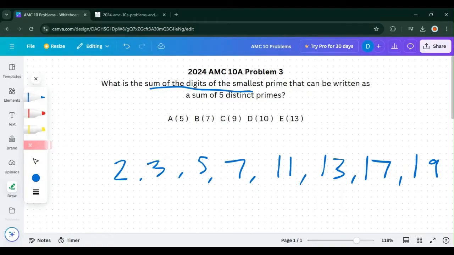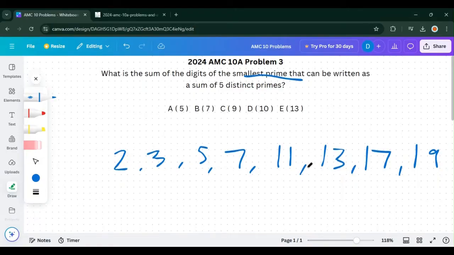Okay, the sum of the digits we can find later, of the smallest prime that can be written as the sum of 5 distinct primes. So we want to pick 5 distinct primes, and if we add them up, they should equal a prime number, and we're going to find the smallest prime number that satisfies that condition.